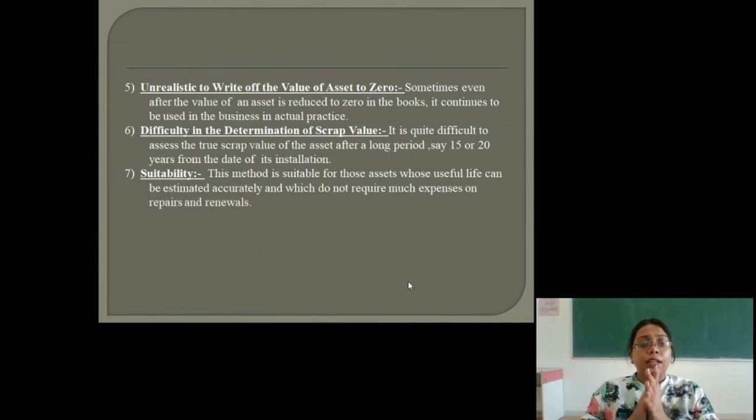And lastly, the suitability. This method is suitable only for those assets whose useful life can be estimated accurately and which do not require much expense on repairs and renewals. So this method is suitable only for those assets whose life can be measured accurately and which do not require much expense on repairs and renewals. This method is suitable for those kinds of machineries and companies.